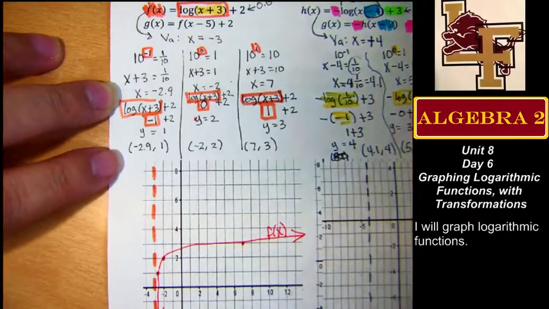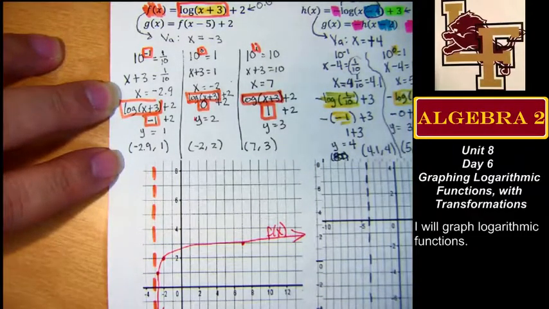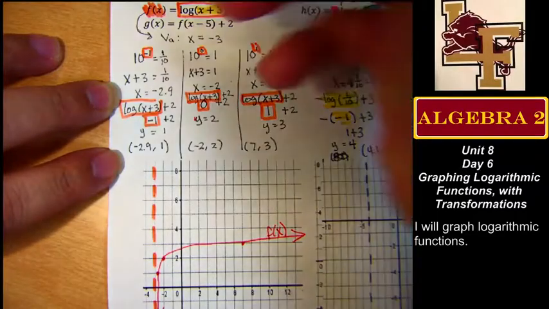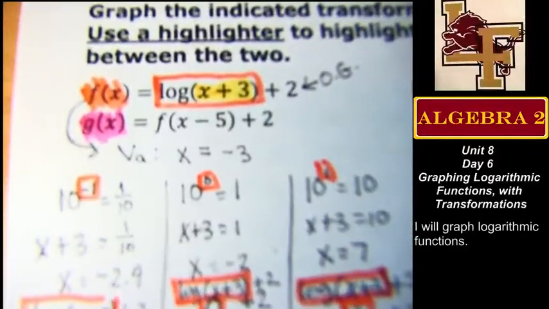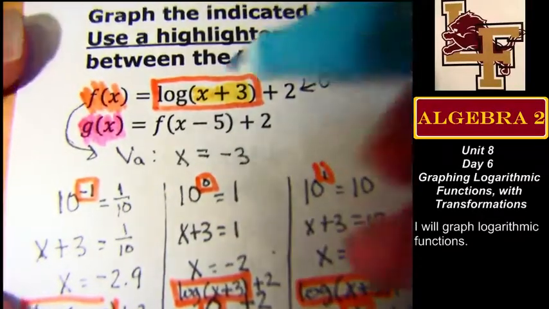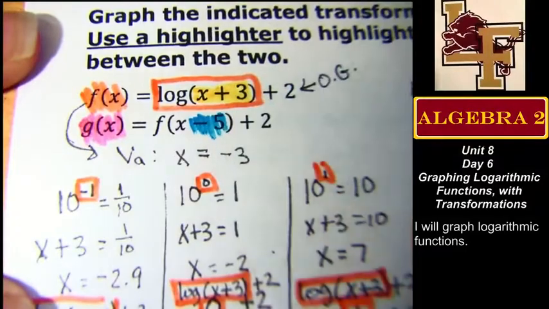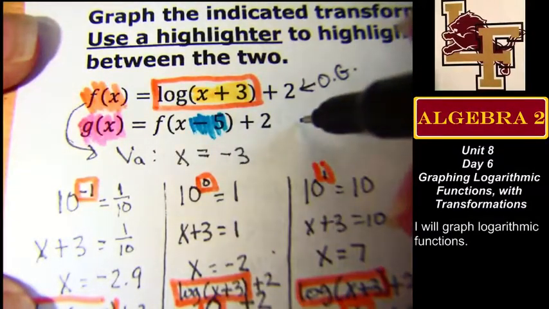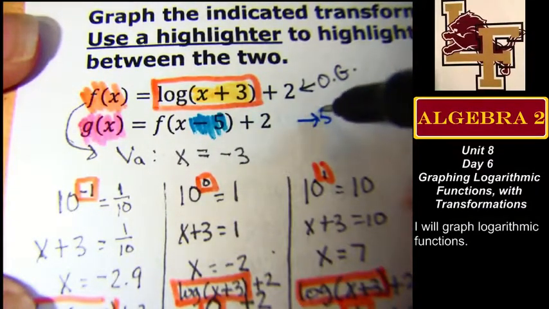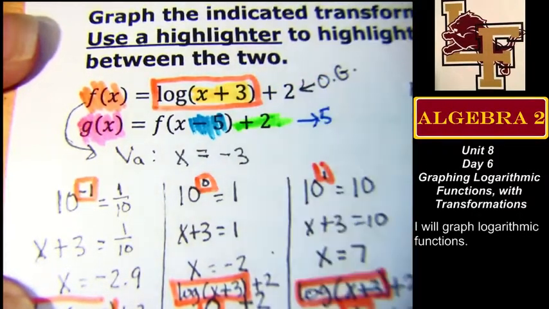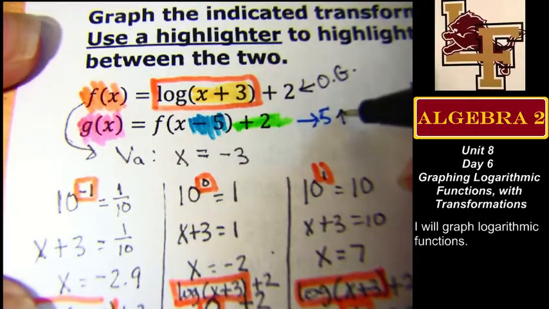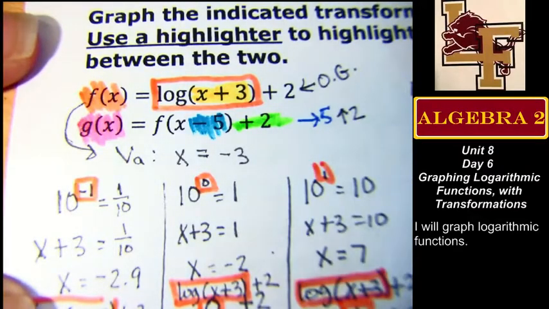Now to draw the transformation. I'm going to draw that transformation in pink today. There it is. My transformation says that the first thing I need to do is I'm going to shove this thing 5 units to the right. And then I'm going to shove my points 2 units up. So I'm going to grab everything, including the vertical asymptote. I'm going to shove it 5 to the right and 2 up.